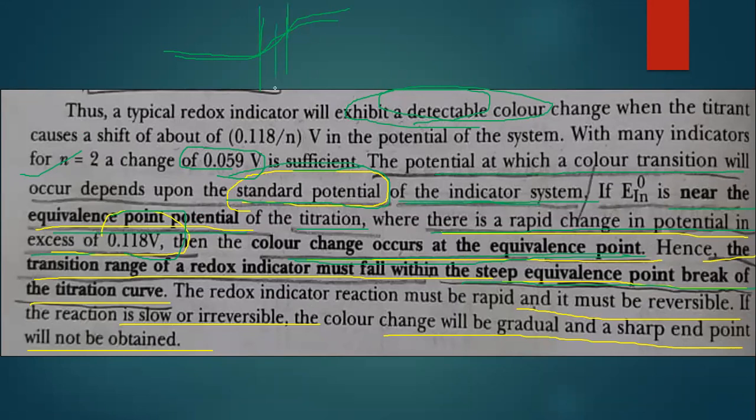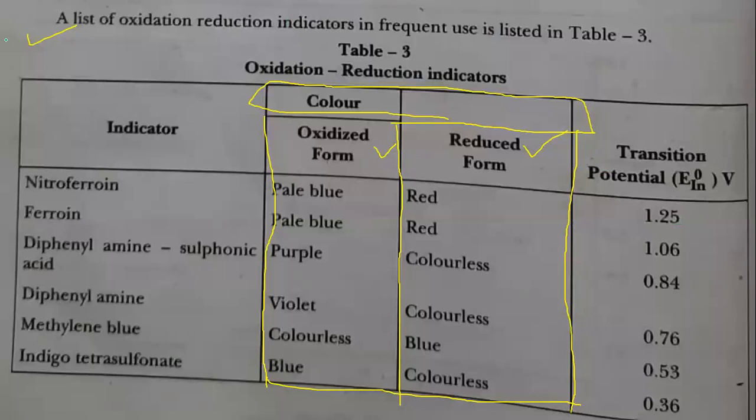In this portion, the indicator has to show a change in color, or for this potential change on the graph, it must show the color change. Okay, and that is very important. Because that change is very sharp, and during that transition only it must be able to show a change in its color. Okay, there are a few reagents or indicators which show different colors.